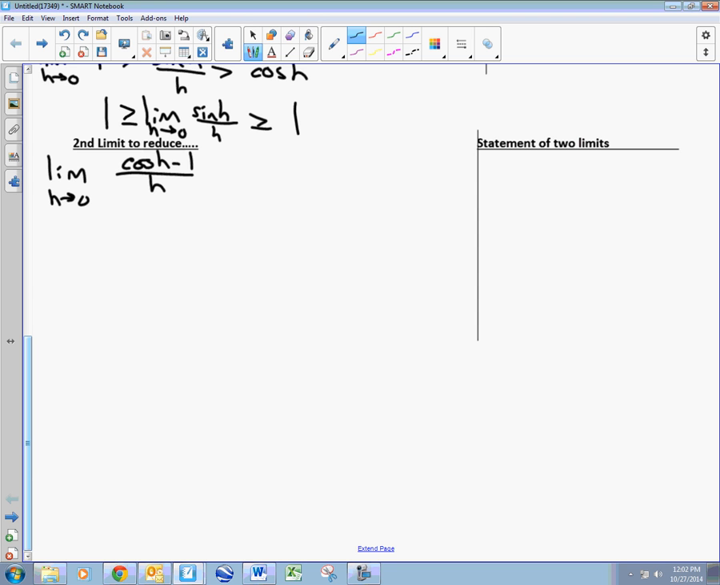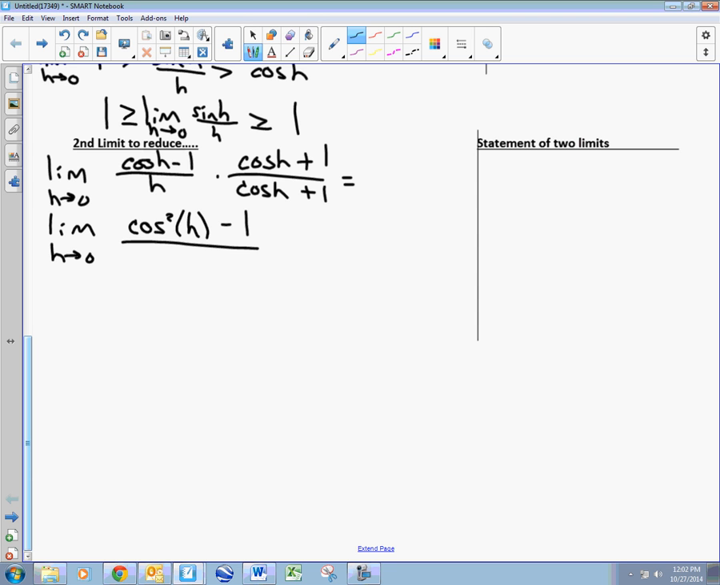Can you plug in 0? No, I'm going to multiply by the conjugate. Cosine of h. What's cosine of h times cosine of h? Cosine squared of h. These are high maintenance. And then -1 times +1, -1 over h times cosine of h plus 1. All right. Still can't plug in 0, can we? What is cosine squared minus 1 equal to?